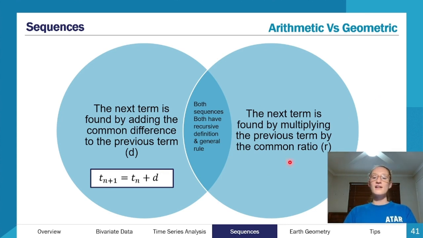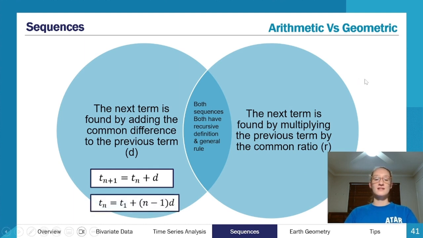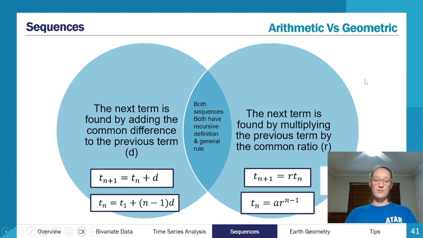Whereas on our other side, our geometric sequences, we're not adding a common difference to find our next term. We're multiplying by a common ratio. That's a really important distinction. I'll just pull up all our formulas. You can see here, this is our recursive definition of a geometric sequence. We've got Tn plus 1 equals r, our common ratio, multiplied by Tn.